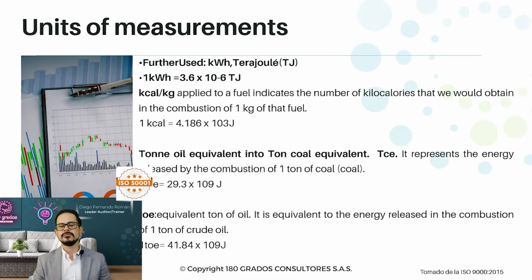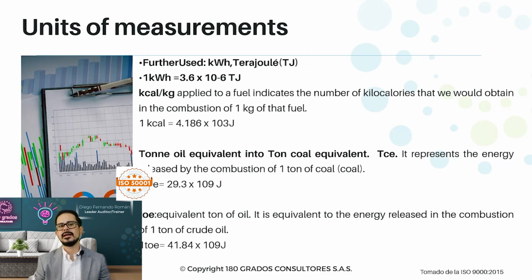Let's now discuss some of the most commonly used units of energy. The first is the kilowatt hour, or kWh. This is a unit of energy equivalent to 1 kilowatt of power sustained for 1 hour. Another common unit is the terajoule, or TJ. To give you an idea of the scale, 1 kilowatt hour is equal to 3.6 times 10 to the minus 6 terajoules.